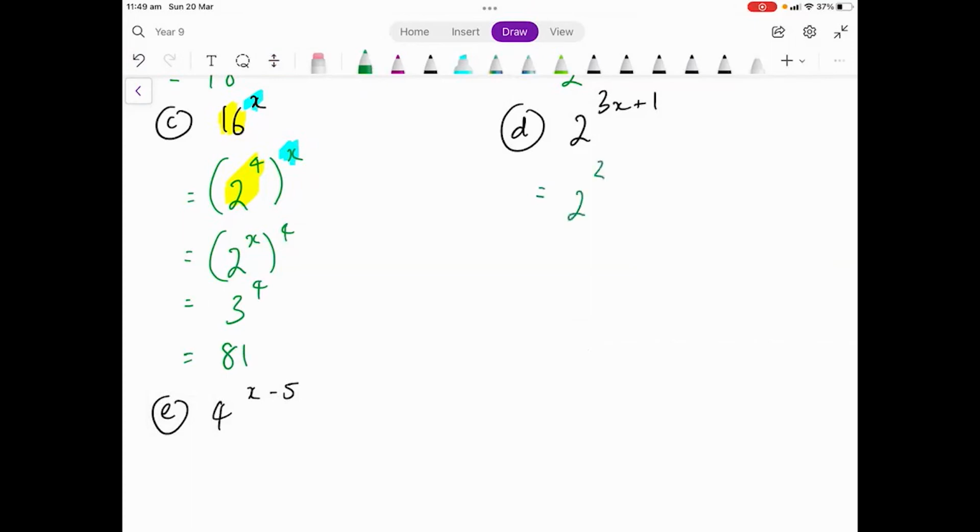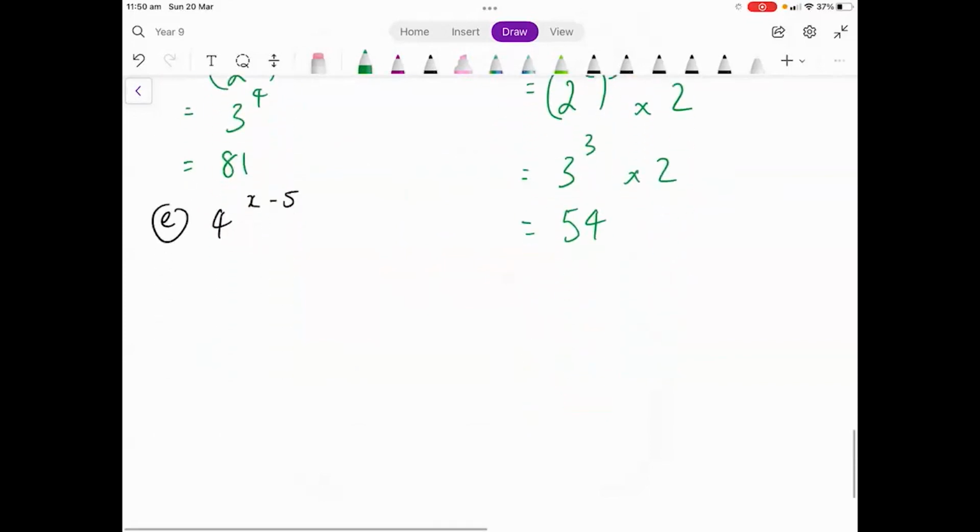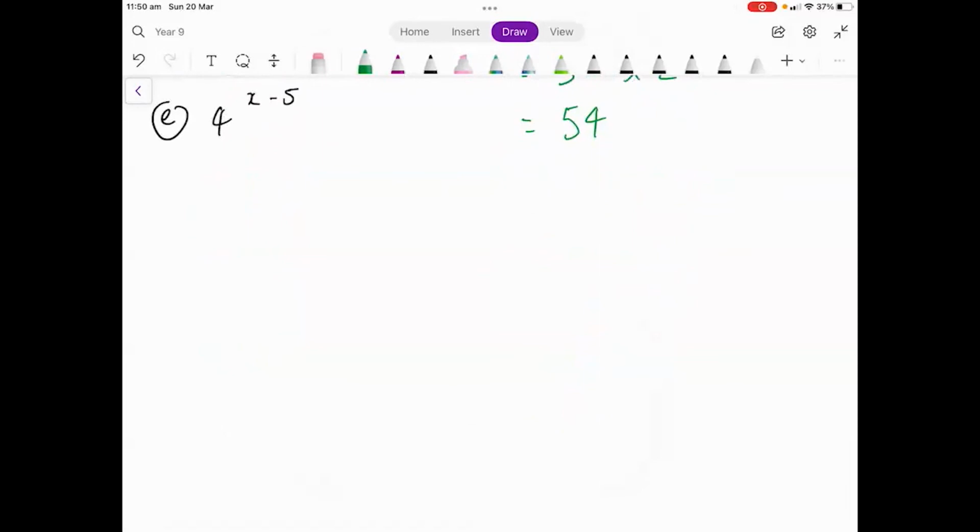Question D, I have 2 to the power of 3x plus 1. Very similar to start with to the first question we had. You've got 3x plus 1 in the powers. That means it must be multiplication. So that's 2 to the power of 3x times 2 to the power of 1. And now we need to get 2 to the power of x by itself. So we make the 3x a 2 to the power of x, all to the power of 3. We leave the 2 alone. And the 2 to the power of x becomes 3. So that's 3 to the power of 3 times 2, which is 27 times 2, or 54.